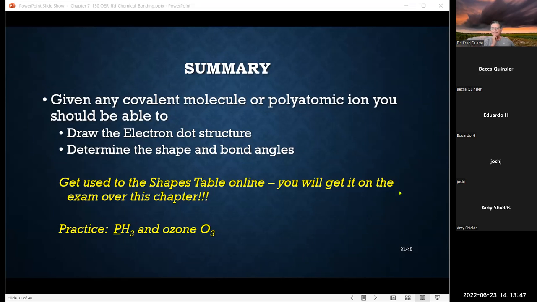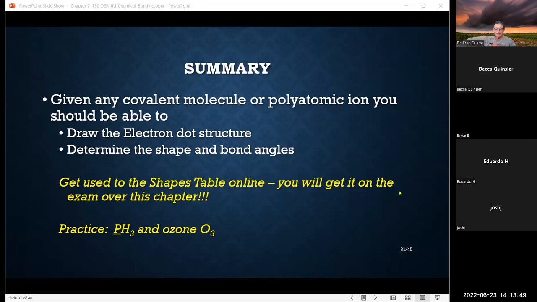And you may want to try this as a fun thing to do: try the compound PH3. I'll give you a hint. It's the same group as nitrogen, so if you replace that phosphorus with nitrogen, you get the same geometry. And then the fun one is ozone.